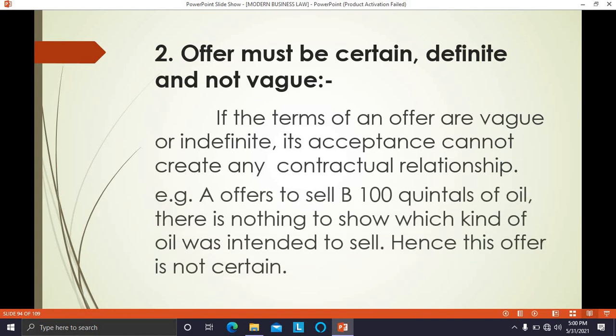So here is an example of it. A gives an offer to B, says that I will sell you 100 quintals of oil. In this case, this offer will not lead to a valid contract. Why? Because there is nothing to show the kind of oil which was intended to be sold. Therefore, this is not a certain offer. It will not lead to any contract between the parties.